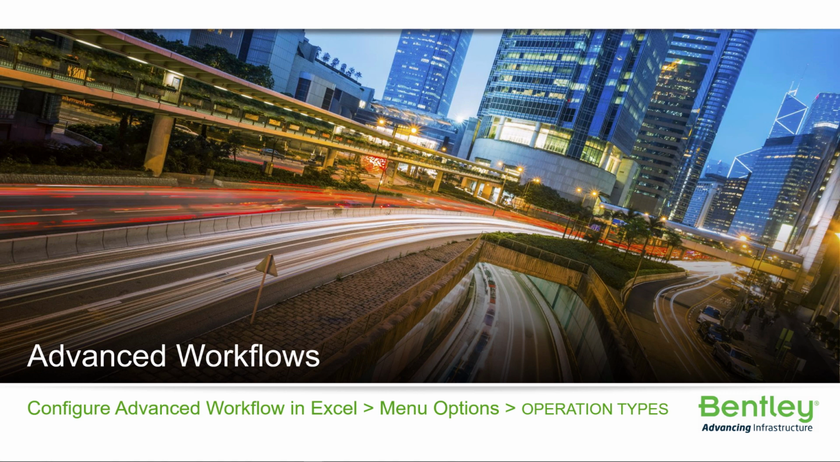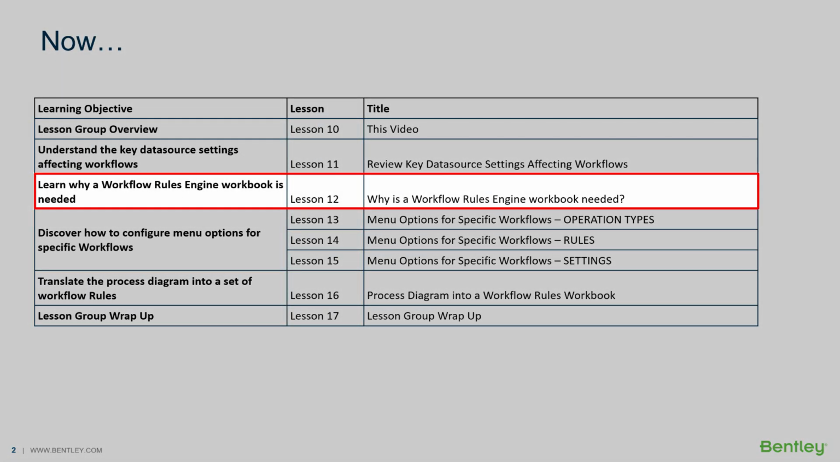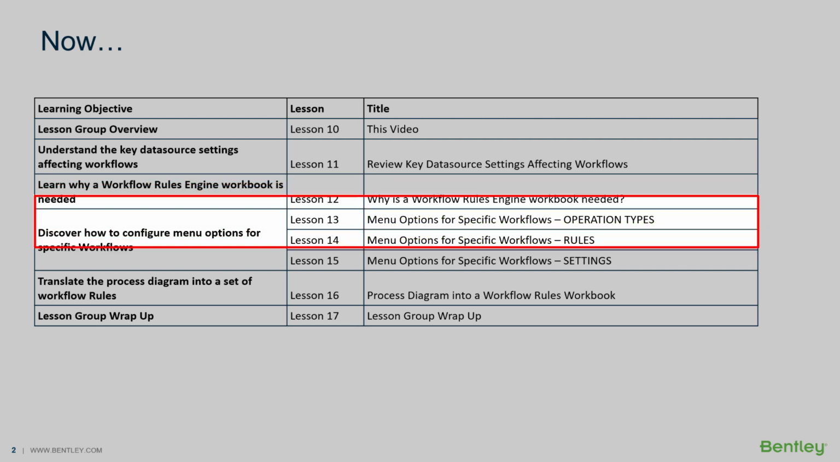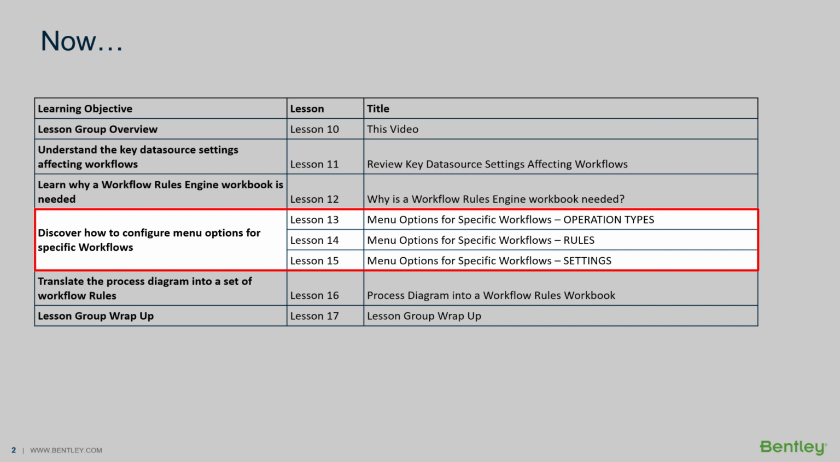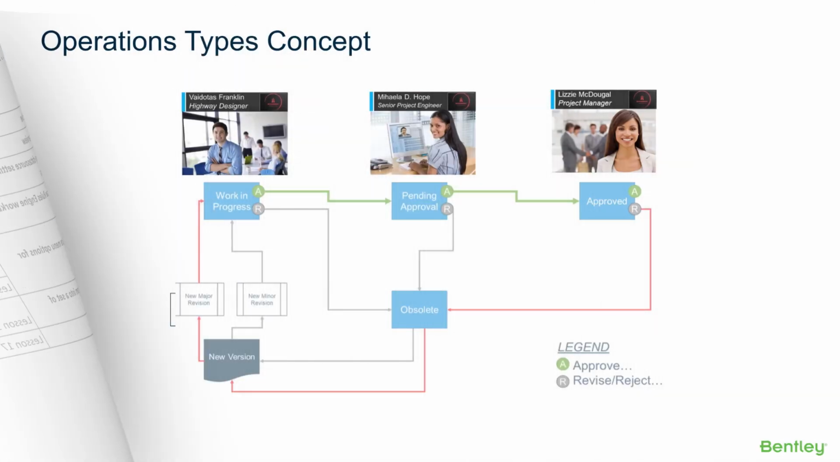In this group of lessons, we are learning how to configure advanced workflows using an Excel workbook. In the previous video, we discussed what a workflow rules engine workbook is and why it is important. We are now into the workflow rules workbook to discover how to configure menu options for specific workflows. In this video, we examine the operations types worksheet.